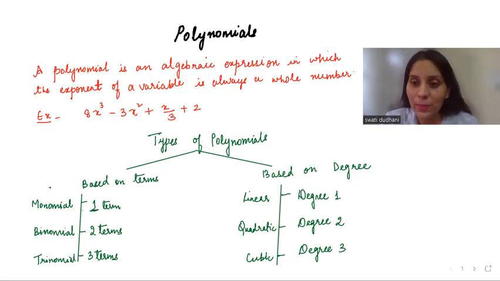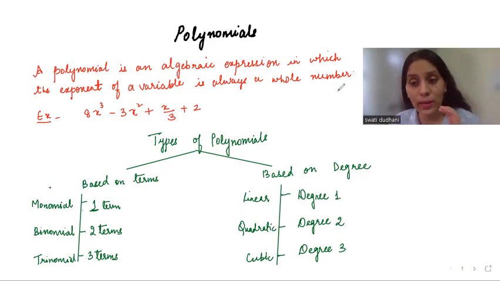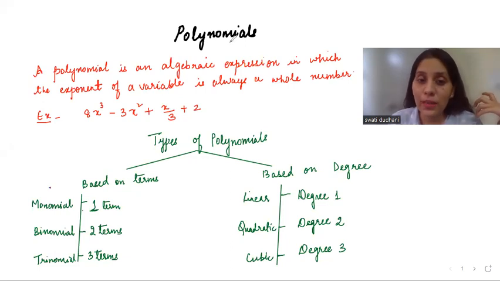A polynomial is an algebraic expression in which the exponent of the variable is always a whole number. Very important, it's an algebraic expression. See here, "poly" means many and "nomial" means terms. So basically it's many terms. So obviously the algebraic expression consists of terms. So any algebraic expression is a polynomial only if the exponent, that means the power, is a whole number.